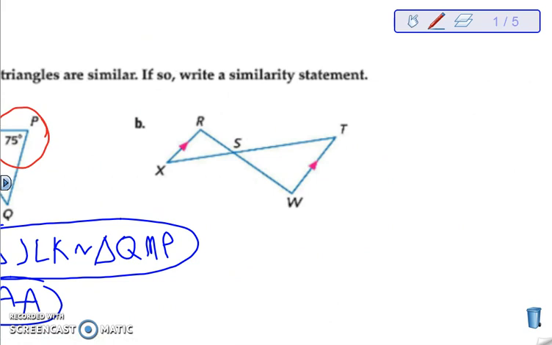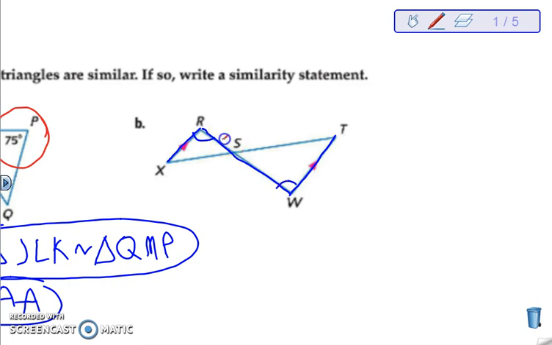So on part B, we don't have anything marked other than the fact that XR is parallel to TW. So we're going to have to use that fact to locate some congruent angles. If we remember from when we were doing our proofs, we're always looking for the congruent angle pairs from our parallel line activities earlier on. We know that angle R has to be congruent to angle W because those are alternate interior angles.